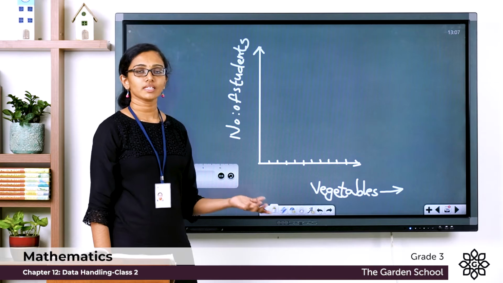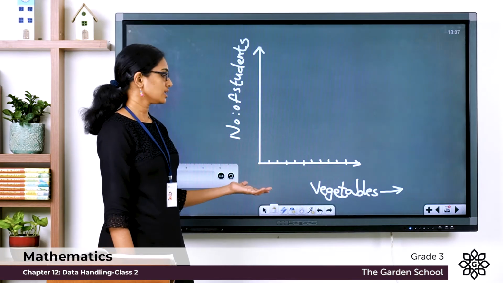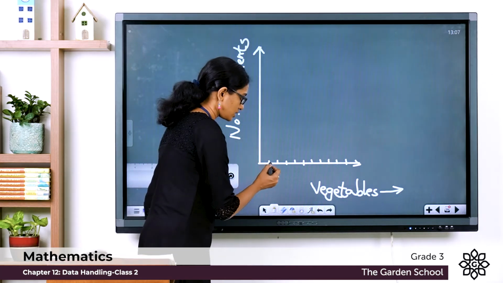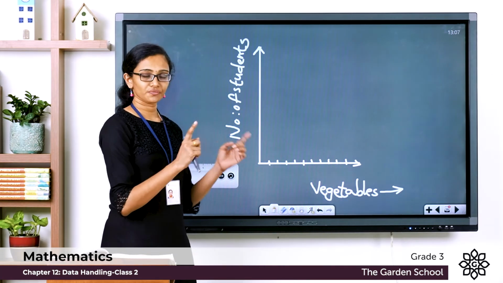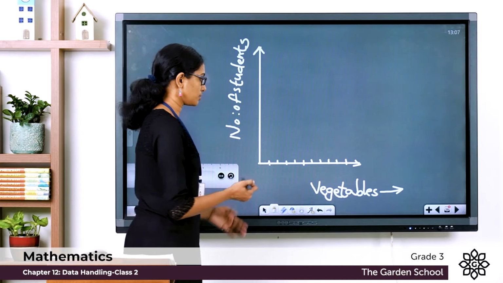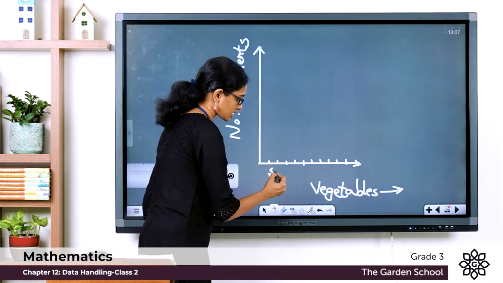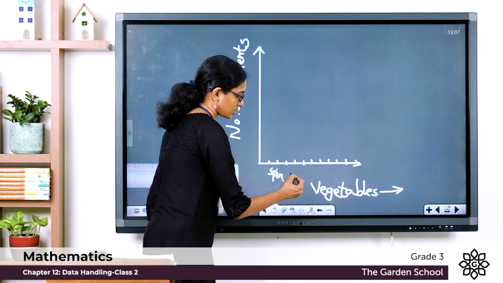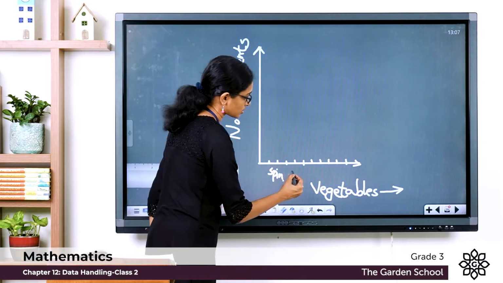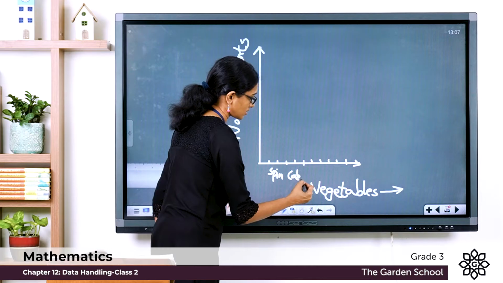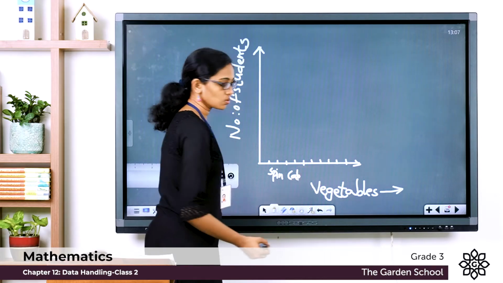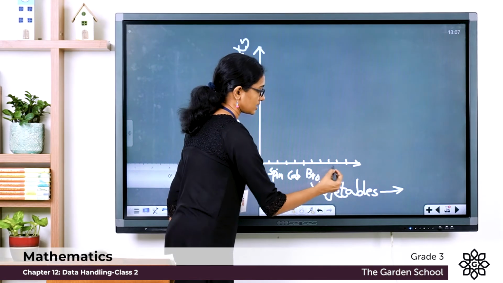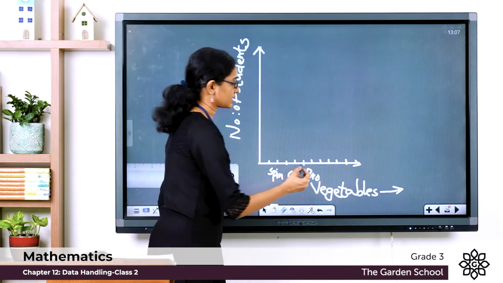Then now let's write the names of vegetables as labels on the horizontal line. So the first mark here, these two we can use to draw the first bar, the first rectangular bar. So here it represents spinach and these two represent cabbage. Now the next two will represent broccoli. Then the next two will represent lettuce.